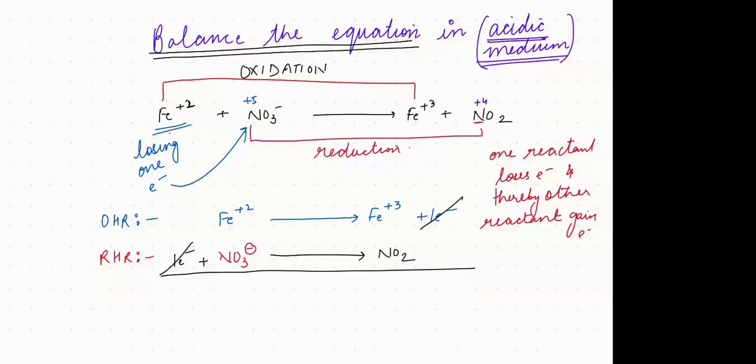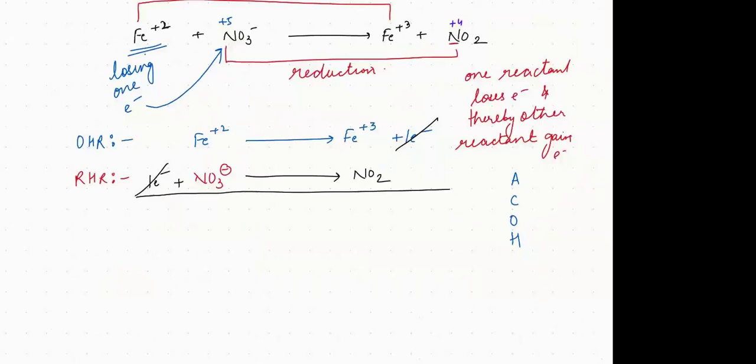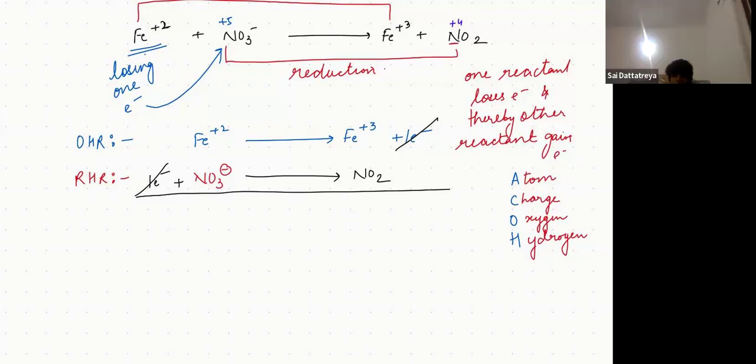Now the oxidation half reaction. There is an order, and I call it the ACOH order. First you balance the atom, the one in which the oxidation state is actually changing. Next is the charge, then oxygen, and fourth is hydrogen. So one is the atom, one is the charge, one is oxygen, and one is hydrogen. Did you understand my point?